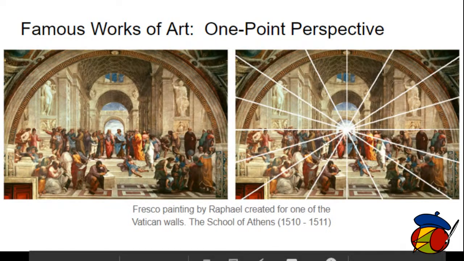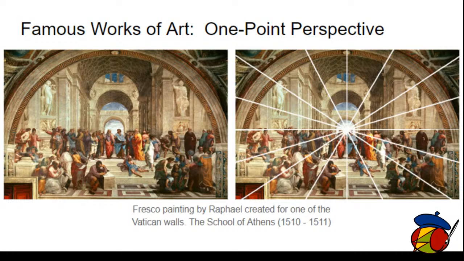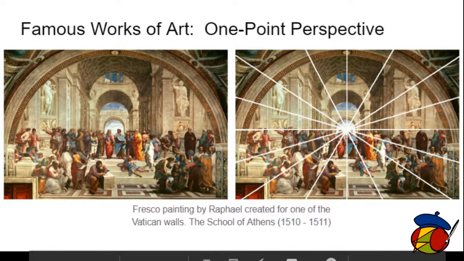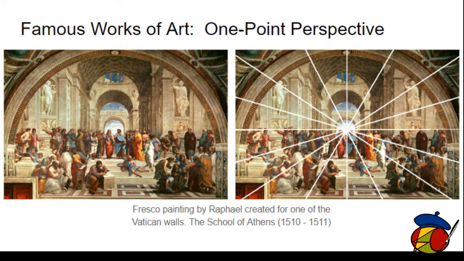Next, we have the fresco painting by Raphael, created for one of the Vatican walls. This is the famous School of Athens, created 1510 to 1511. And again, you see how not only do these perspective lines or orthogonals converge at the central figures, but they also create this sense of this beautiful, grand space that all of these figures occupy.